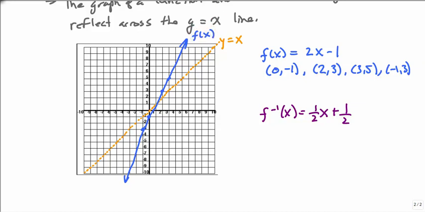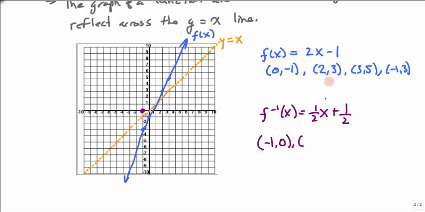Now because it's symmetric about this line, every point on the blue line should reflect across this y = x line. So what should happen here is this point should swap. So this should be -1, 0. Let's see if that works. 1/2 times -1 is -1/2. -1/2 plus 1/2 is 0. So that did work. These points did swap. So the point 0, -1 for our inverse becomes -1, 0. So you can see it reflects across that line.